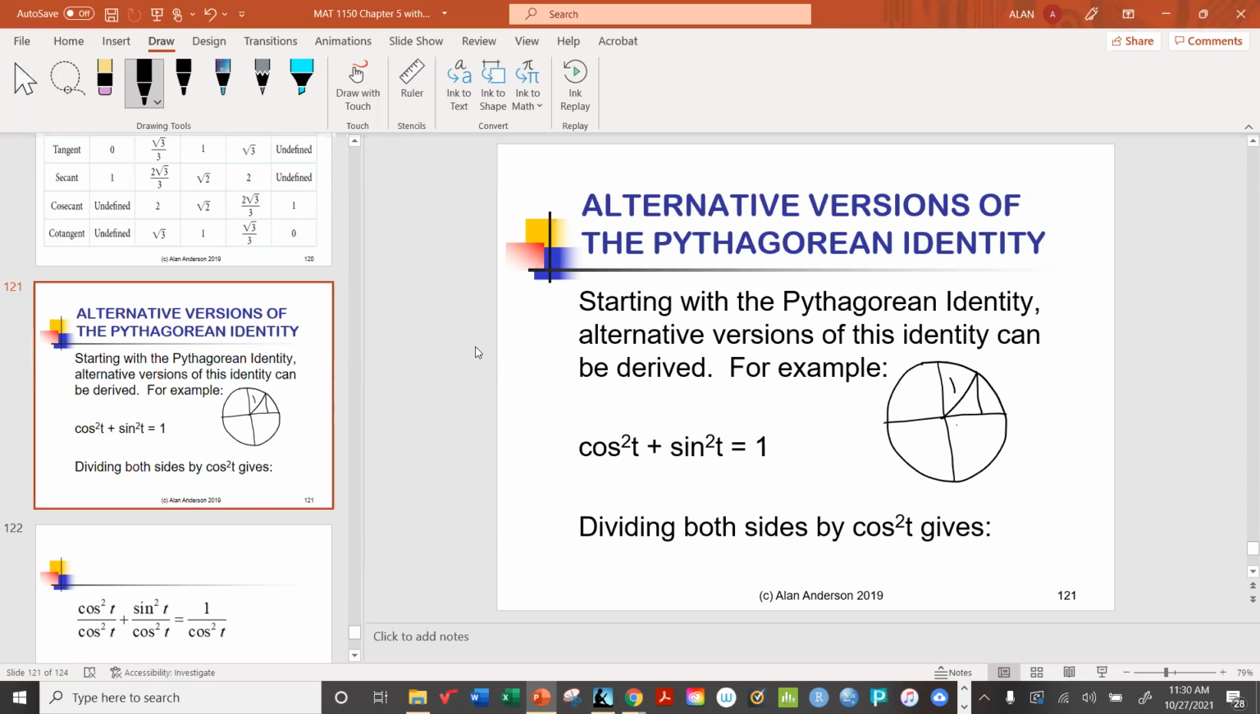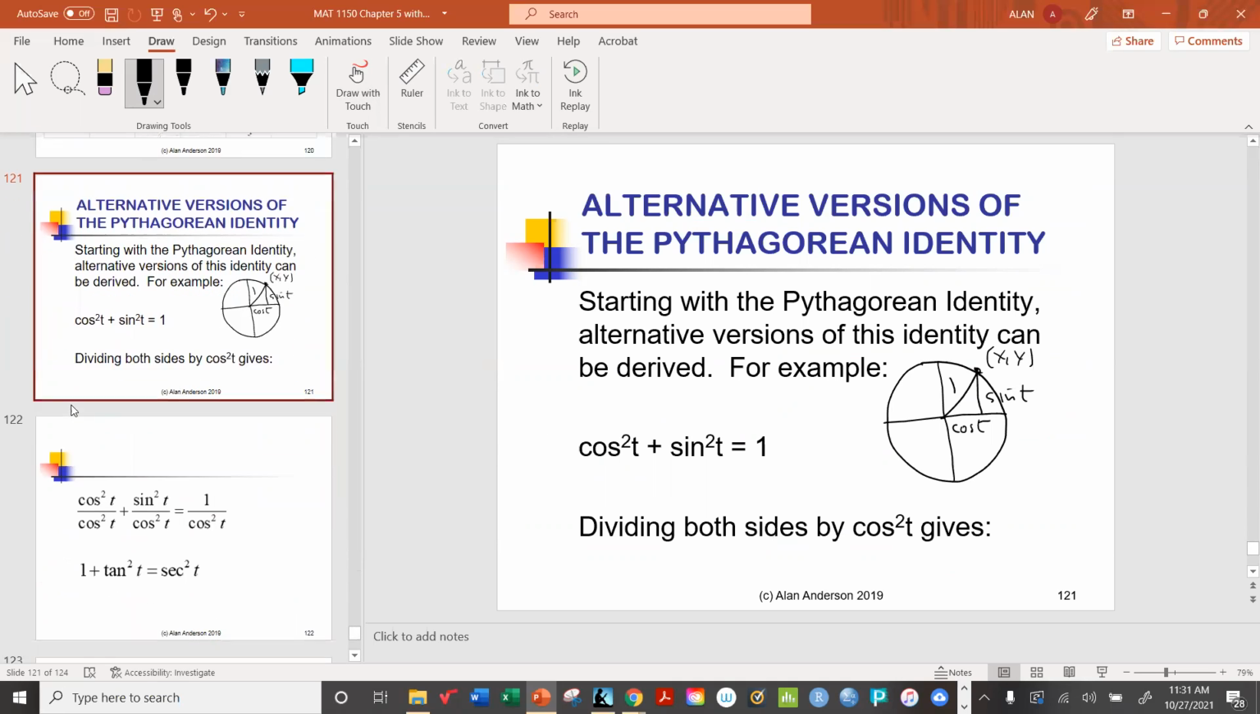One, cosine and sine, because these are x and y. And so the theorem implies, since 1 is the hypotenuse, that 1 equals cosine squared t plus sine squared t. But we can rearrange this to do something similar with the other trig functions in case it comes in handy.